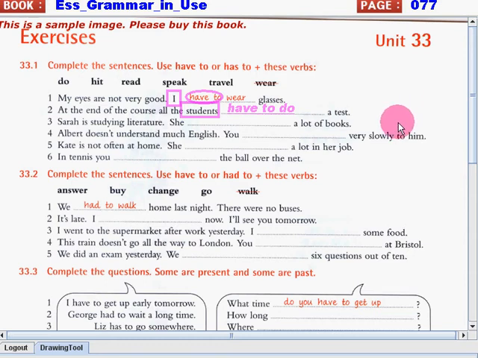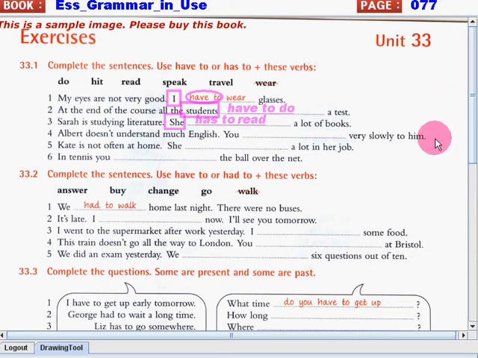Next, Sarah is studying literature. She blank a lot of books. Our subject here is the word or pronoun she, and she is singular. So our verb should be has to. So, what do you think is our verb for this number? Okay, so she has to read a lot of books.